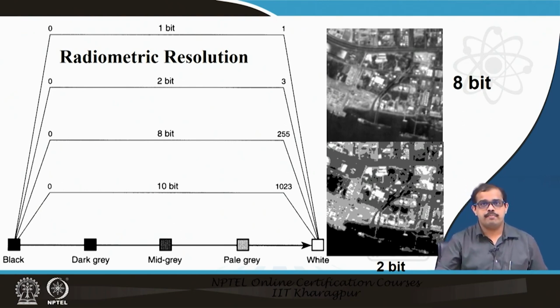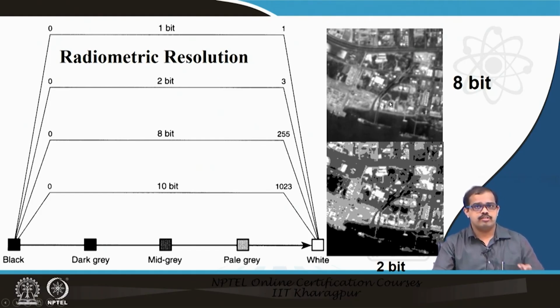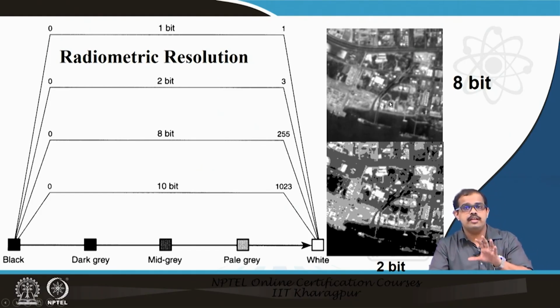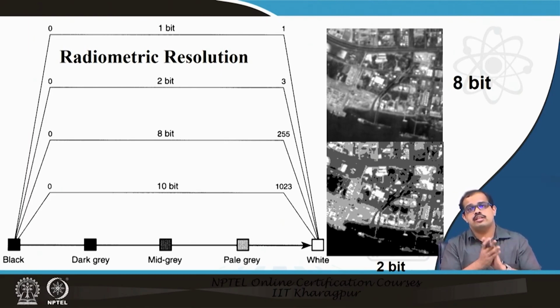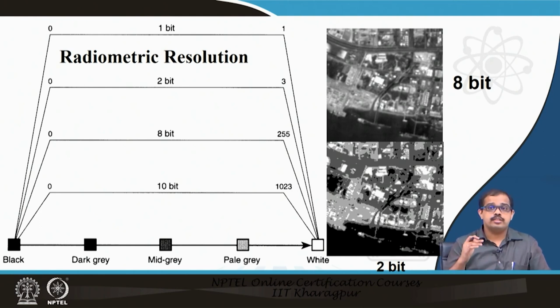Just to give you an example of 8 bit and 2 bit, if you look at it here, in 8 bit it is easier for you to understand different aspects on the earth surface, whereas in 2 bit it is very difficult to understand different objects on the earth surface, because it can distinguish only 4 different gray combinations, whereas 8 bit can distinguish many more gray levels at a given instant of time. That is why, higher the radiometric resolution, better is the quality of your data.